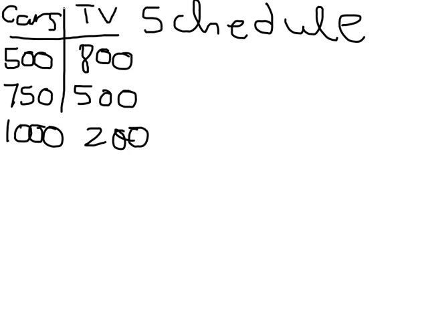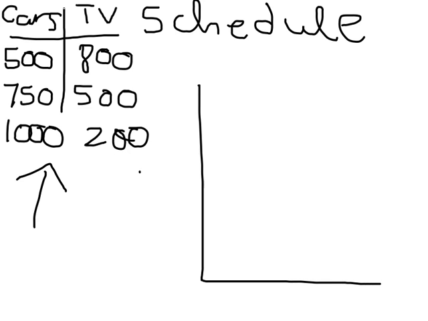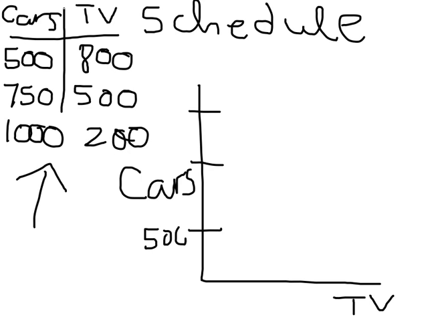So what I want you to do is to go ahead and take those numbers and put them on a production possibility curve. So go ahead and draw that in your notes. We'll put cars on this side and TVs on this side. Okay? And you go ahead and put your numbers in here. And I'm going to kind of move around because of my ugly writing, but 500, 750, 1,000. And then go ahead and put your 200, 500, and 800.